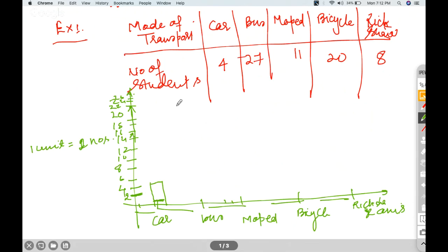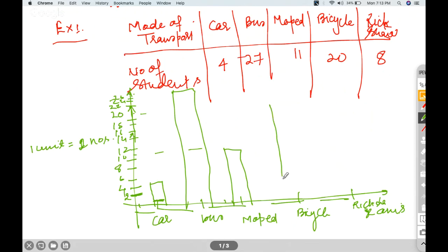Then you will have bus, the largest. So this will be 27 like this. Then you will have moped 11. 11 comes somewhere here. So moped would be somewhere like this. Then you have bicycle 20, so 20 is somewhere here, so bicycle would be somewhere like this. Rickshaw would be 8, so rickshaw would be somewhere like this. So this is how you make your bar graph.